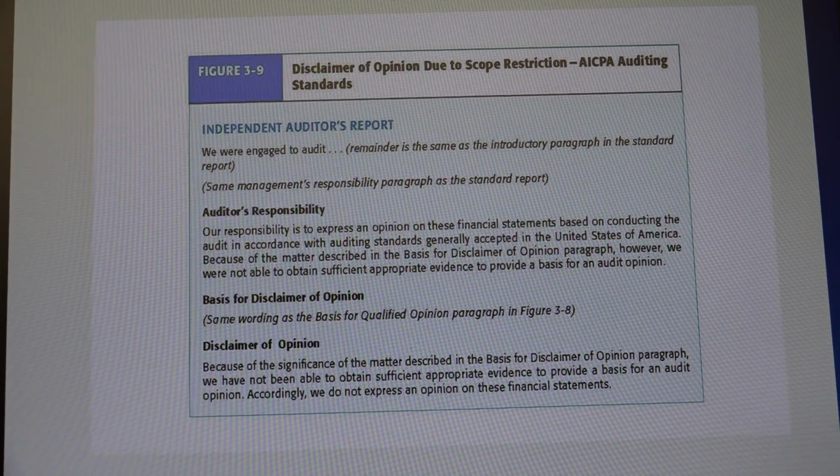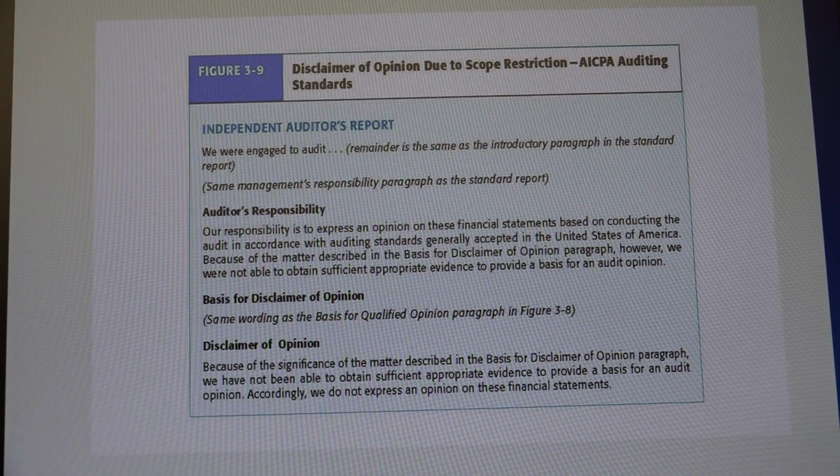Note back up at the top the variation in wording. What we saw in unqualified opinions is the wording to the effect that the independent auditor states that we have audited the financial statements of ABC Company. Here, they're restricted from saying that. They have to say something to the effect that they were engaged to audit. So a little bit different wording there.